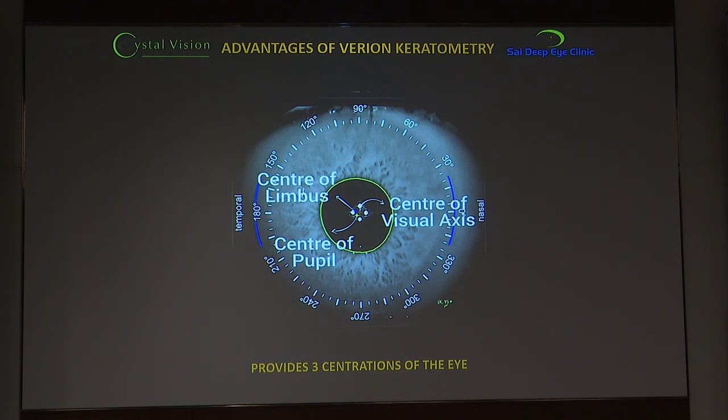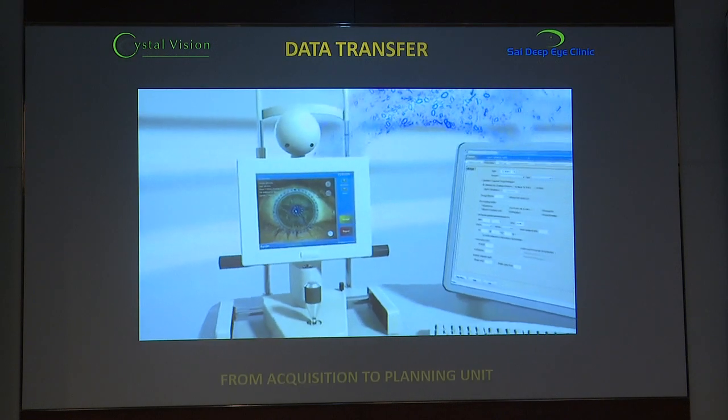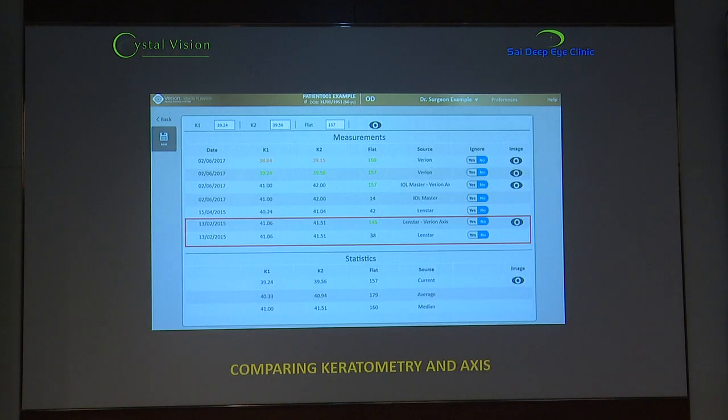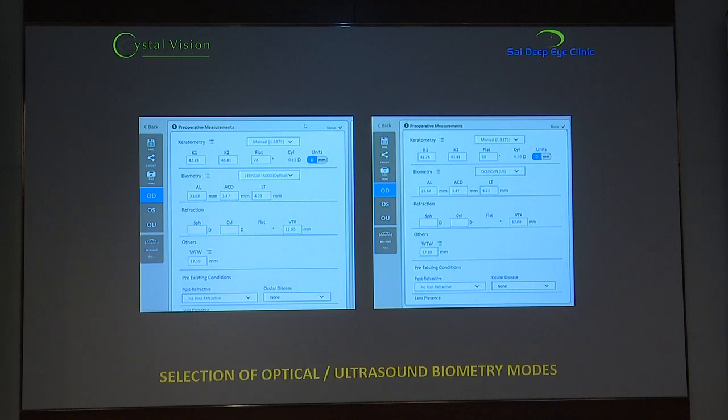That is the center of the limbus, the center of the pupil, and the most important being the center of the visual axis, because that is where the placement, especially of a multifocal IOL, is very, very important. Now this data is then transferred to the planning unit, and in the planning unit you have a chance to compare the various keratometries which you have fed in from your biometer like a Lenstar or IOL Master, and compare the other Varion readings.